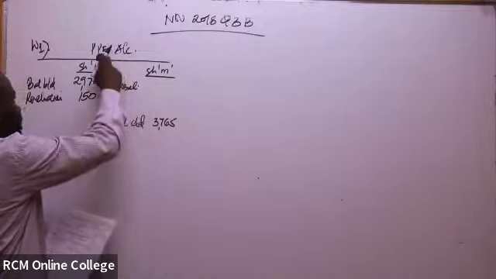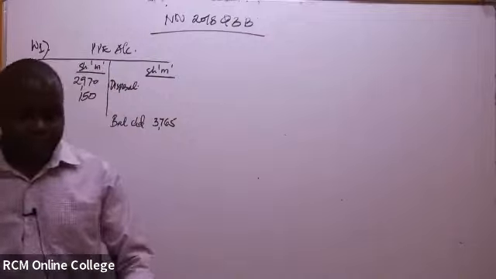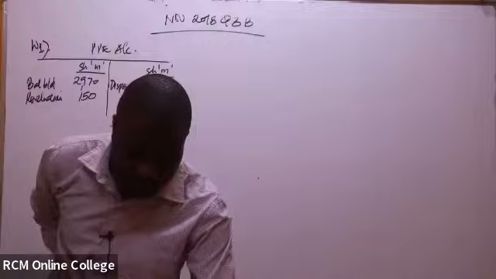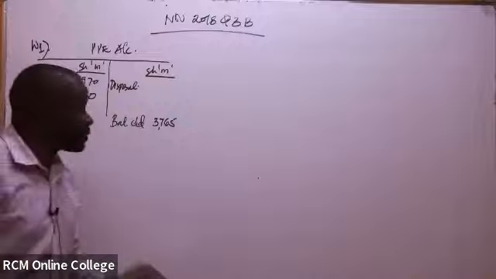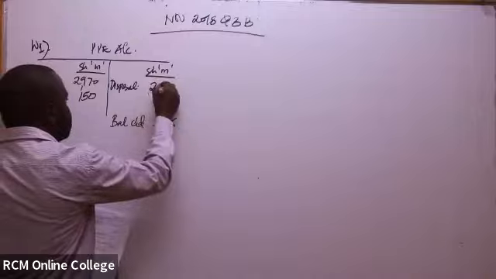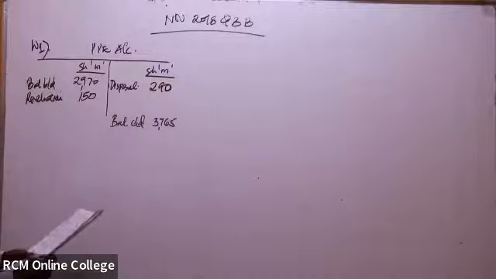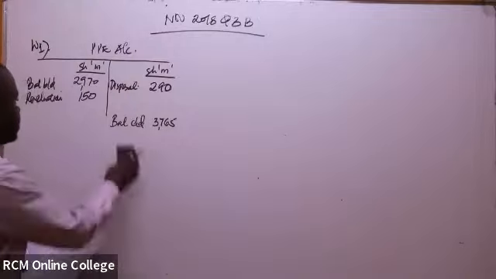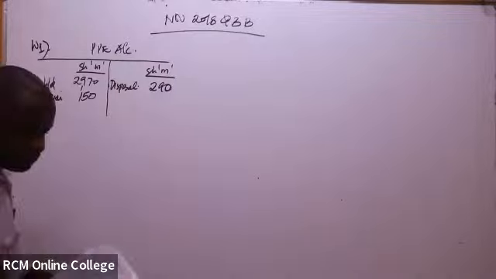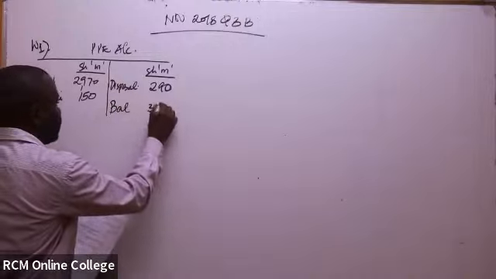In the property, plant, and equipment account, you remove the disposal at cost. The holding company disposed of an item of plant which had cost 290 million. Those are the items affecting property, plant, and equipment. So the balance carried down is 3765.